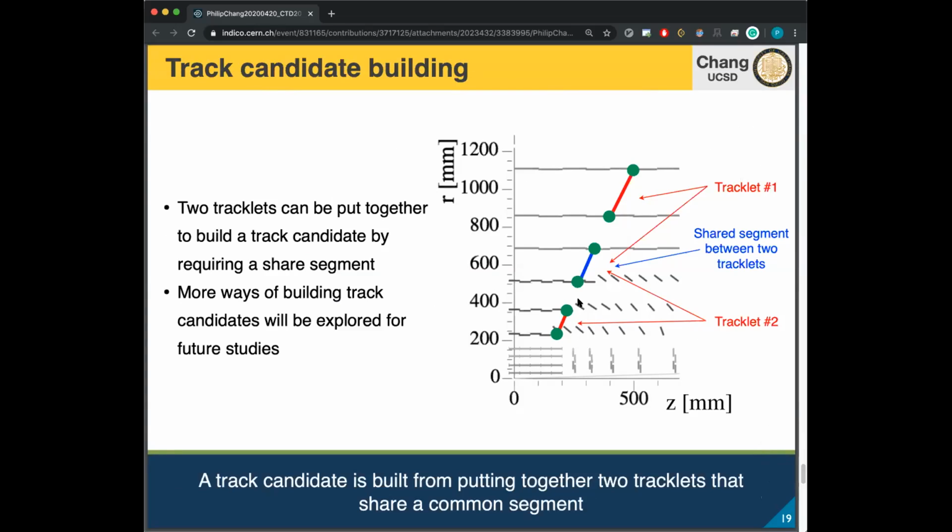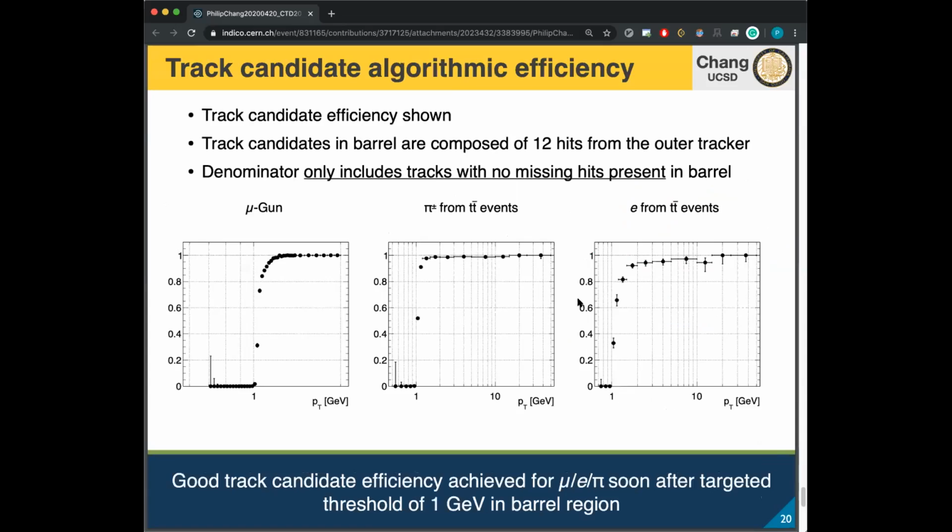and if you consider again within the windows of the module maps, you ask whether the two tracklets share a segment. If they do share a segment, then you would consider that a built track candidate. This is the track candidate that I mentioned in the beginning, which we are trying to build. And in slide 20, we show you the efficiency of these track candidates.